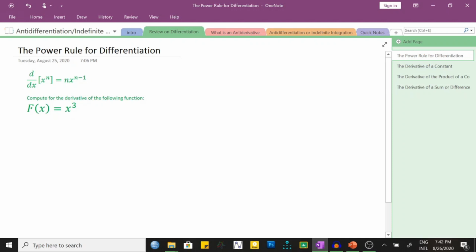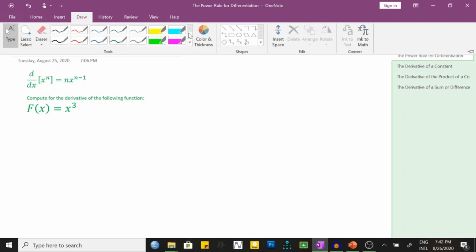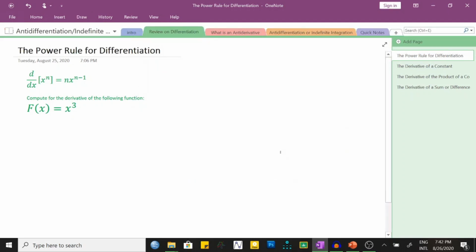Let's have a few examples. So we're going to compute for the derivative of this function. We have our function here, f of x equal to x cubed. And obviously, this is a variable raised to a number n. So the value of n here is 3. So according to the power rule, we will simply bring the power down as a coefficient. We will write that as a coefficient and then subtract 1 to that power. Let us try to do that.